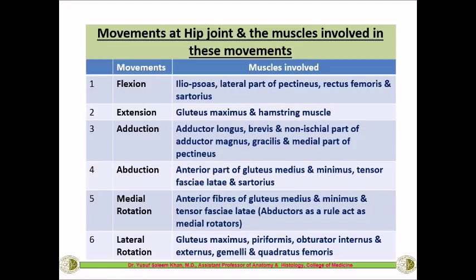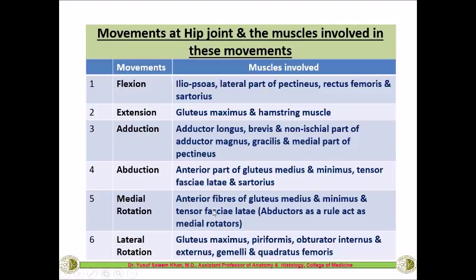Abduction is mainly done by the muscles which are on the lateral side, especially the gluteus medius and minimus. If you remember, the gluteus maximus in the gluteal region is medially placed, but the gluteus medius and minimus are laterally placed. So they help in the abduction of the hip, as well as the tensor fasciae latae, which is already on the lateral side, as well as the sartorius. All these muscles will help in abduction.